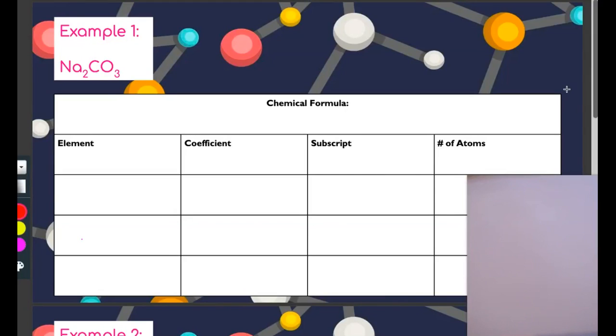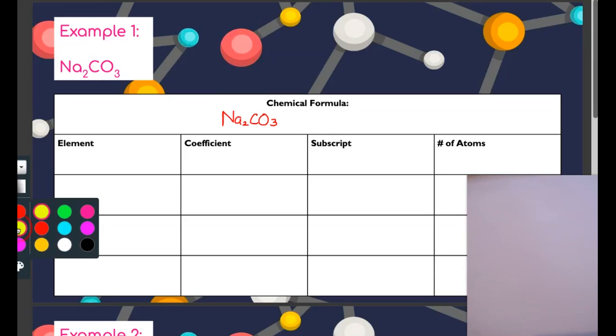So now let's look at some examples of using the chemical formula to determine the structure of a molecule, meaning the type and number of atoms that are present. In our first example, we're looking at Na2CO3. So of course, my chemical formula is just that, Na2CO3. Our first step is to determine the type of elements that are present. So all we want to do is go through and look at the symbols that are present in the formula.